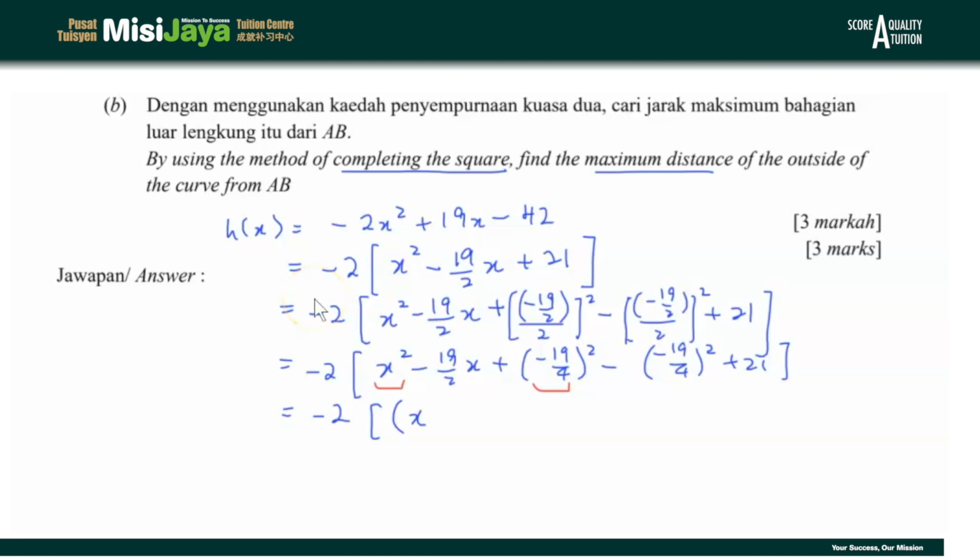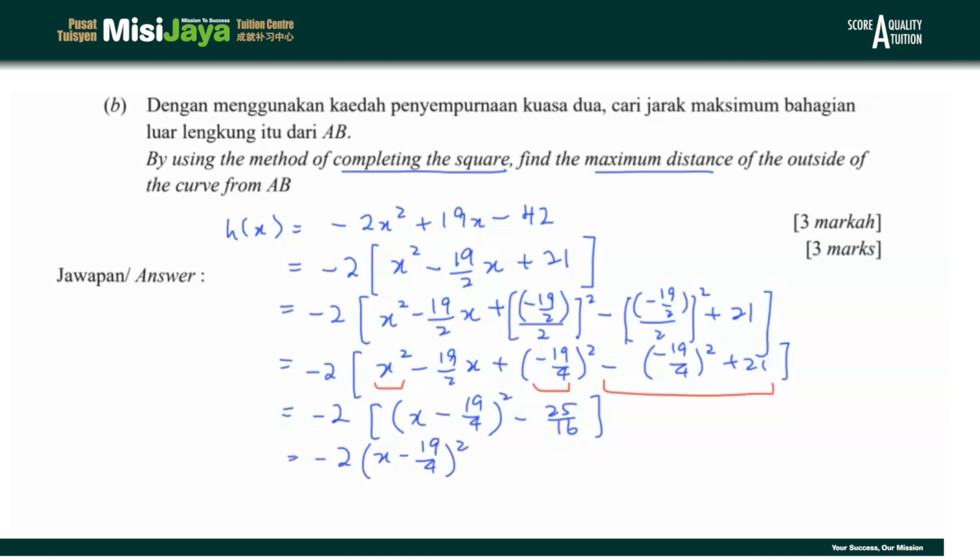So this will be x minus 19 over 4, close bracket, and then put a square. And then after that, I'm going to use the calculator to find what this answer is. So you will get negative 25 over 16. So next step is to get rid of the square bracket. So this negative 2, I multiply inside. So I just put it next to the round bracket.